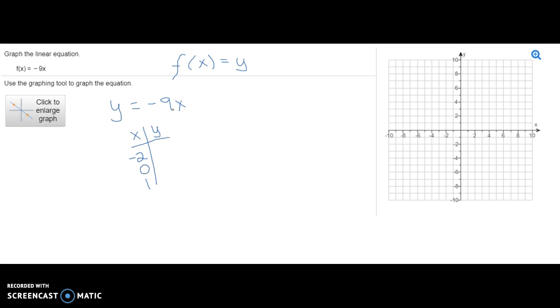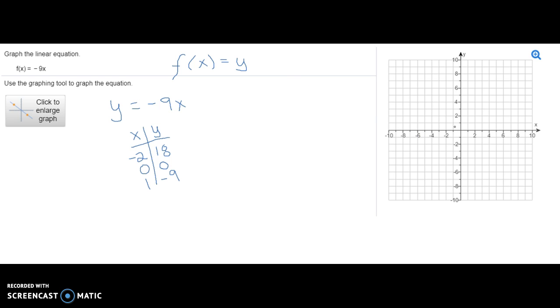So if I plug in negative 2 for x, I would get positive 18 for y. If I plug in 0 for x, I would get 0 for y. If I plug in 1 for x, I get negative 9 for y. Always come up with 3 or 4 x values. Sometimes what you get is too big for the graph, which is no big deal. You only need 2 good points to make your graph.